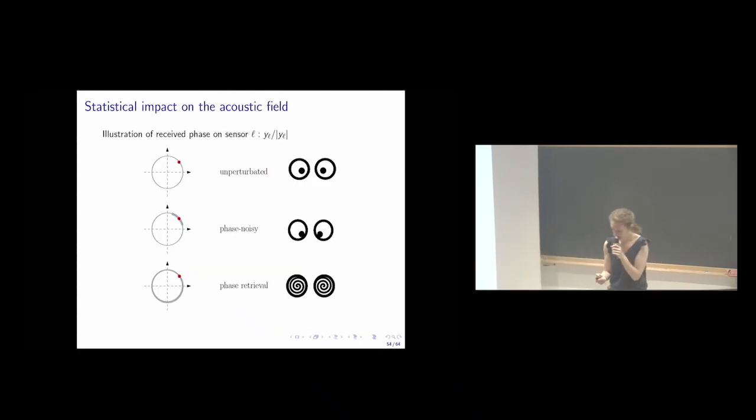So how does it impact the acoustic field? In the case where you have no perturbation in the medium, you have something like that. This is the illustration of the received phase on a particular sensor. So here you will get something which has a bigger energy in one particular direction. So you say my source is in this direction.